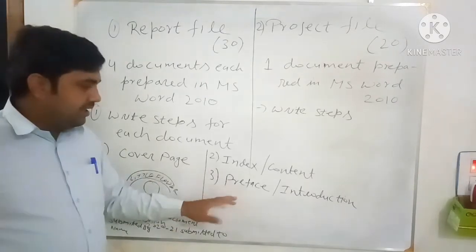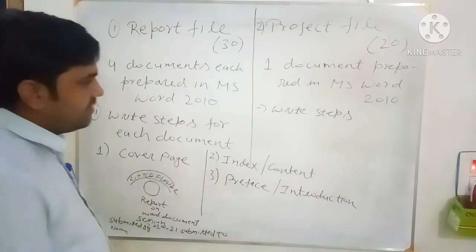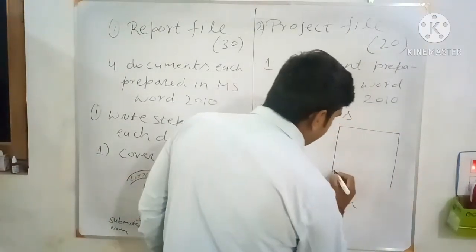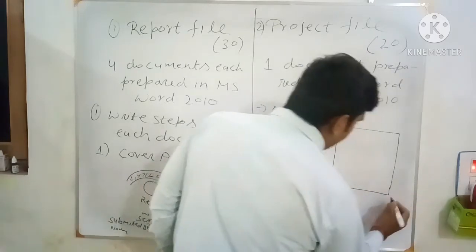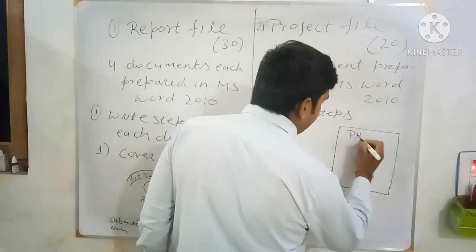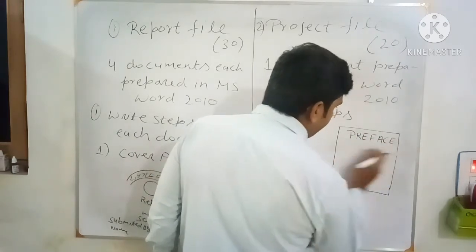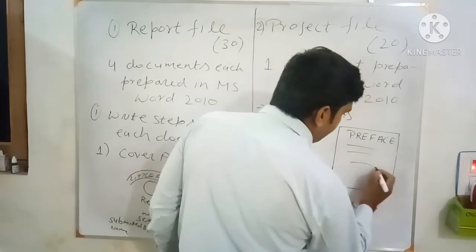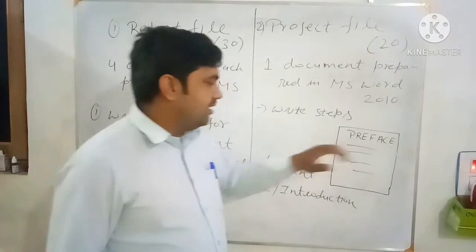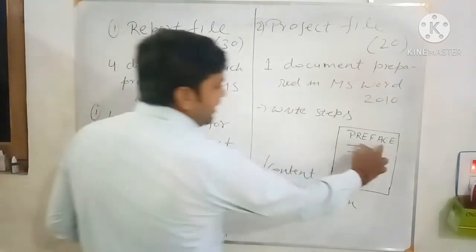In the third page, how you write the preface: in the middle you write the preface. Suppose this is a Word page, so here you write in the center preface, and after that you can write its brief introduction. Preface heading, that is the third page. Similarly, you write the index also.